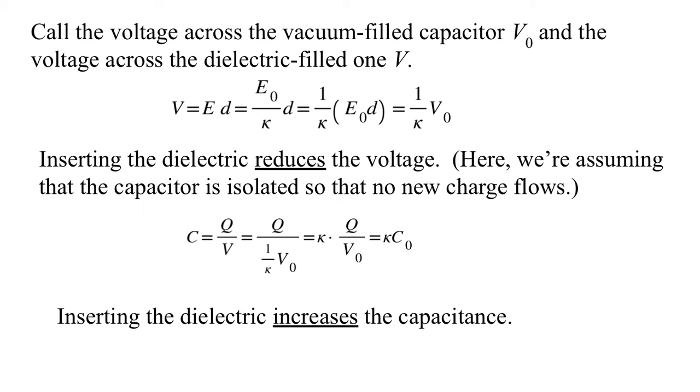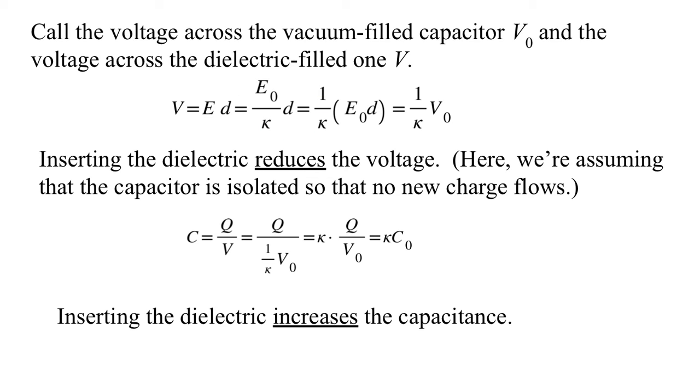Well, we know that the voltage across the dielectric-filled capacitor is going to be just E times d. It's still uniform, so we can take E dot ds, but just take the E outside and we get E times d. But of course, E is the vacuum field over kappa. So now the dielectric potential is the vacuum field over kappa times the distance. Pull the kappa out front.